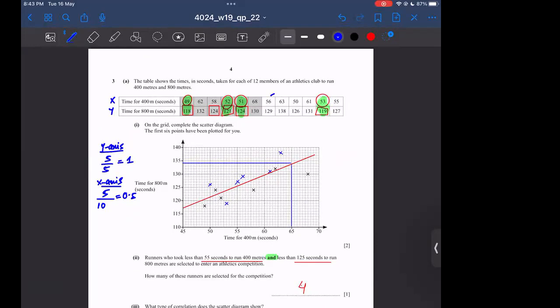In part A, they were basically asking to find out the runner who fulfils both of these conditions. In the 400-meter race, he's taking less than 55 seconds, and in the 800-meter race, he is taking less than 125 seconds. तो ये तो वो रनर्स हैं जो लेस देन 55 और लेस देन 125 वाले हैं.